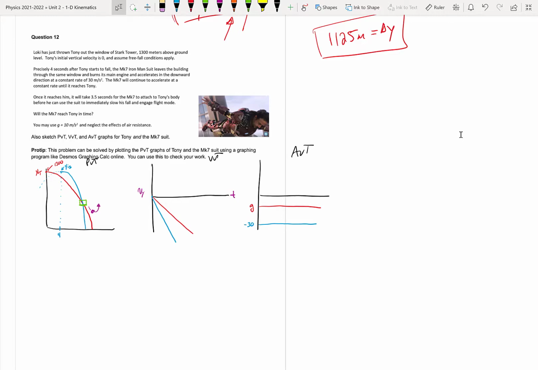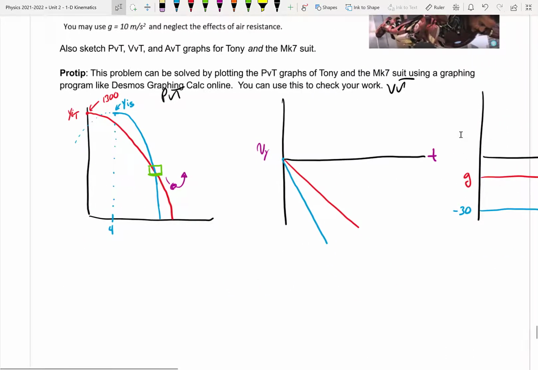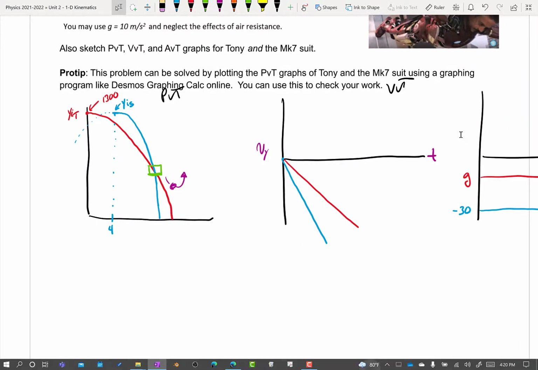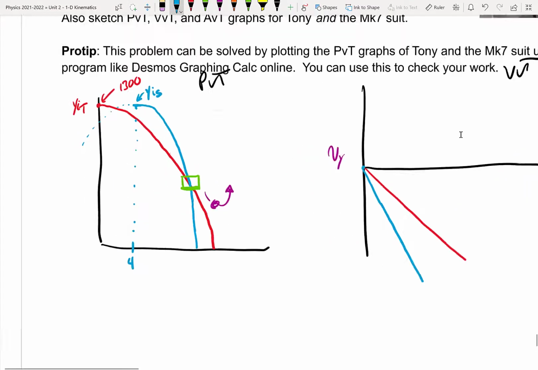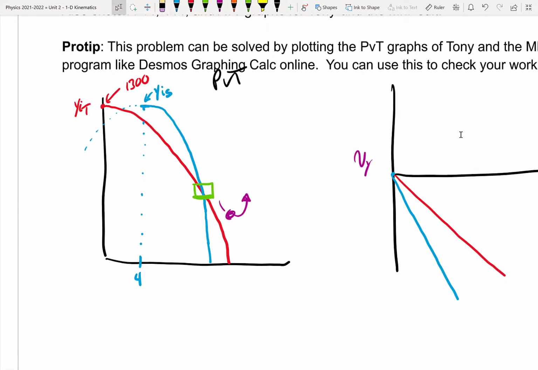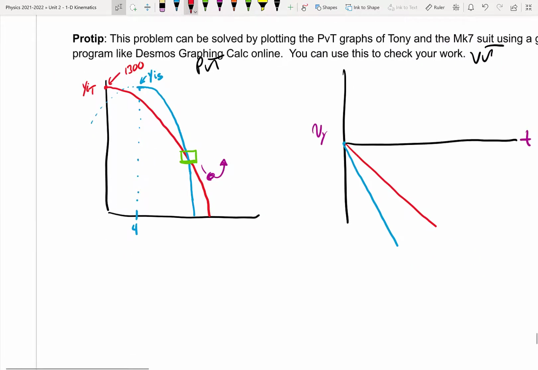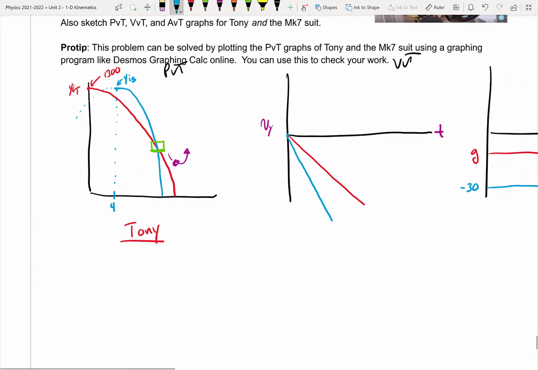All right, so the trick with this one, and the reason why it's the hardest one, is to again think about where this intersection is going to occur, and you have to account for the time shift. There are other ways to estimate it and still show that the suit can reach him, but the full thing you would want to do is to show an equation that models the motion of Tony and an equation that models the motion of the suit, and they're both going to be quadratic equations.